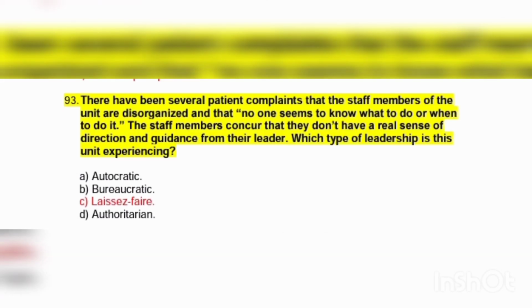Next question. There have been several patients complaining that the staff members of the unit are disorganized and that no one seems to know what to do or when to do it. The staff members concur that they don't have a real sense of direction or guidance from the leader. Which type of leadership is this unit experiencing? Option A, autocratic. Option B, bureaucratic. Option C, laissez-faire. Option D, authoritarian. Option C, laissez-faire is the correct answer.